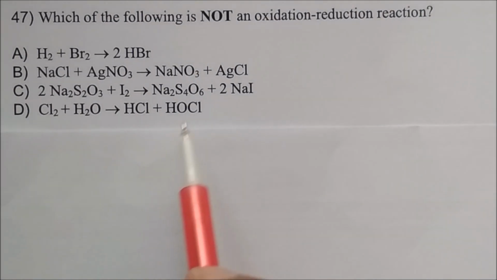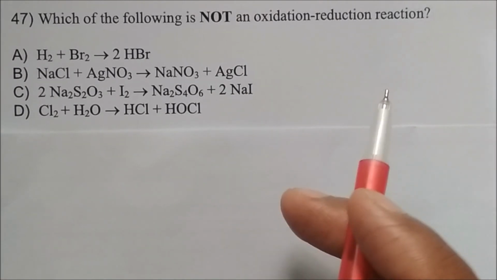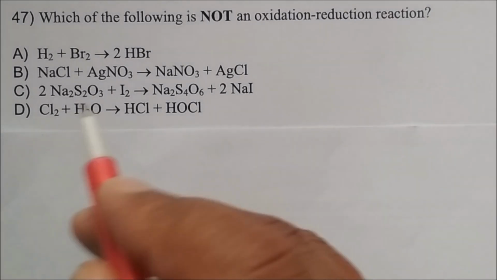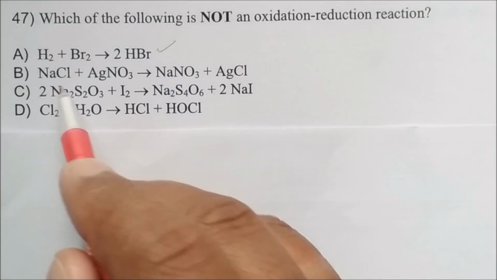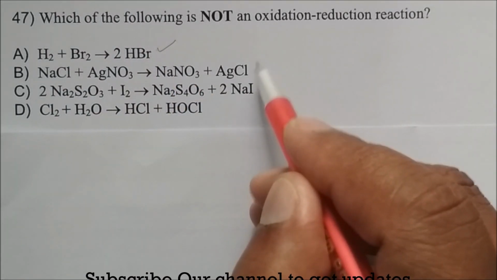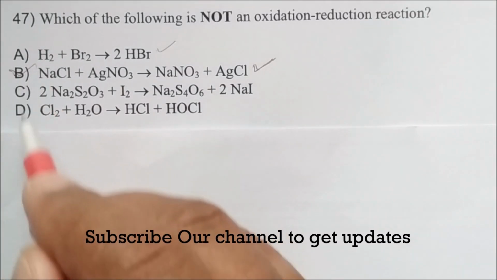Which of the following is not a redox reaction? Oxidation-reduction means redox reaction. Now in this case we can see H2 plus Br2, this is a redox reaction. NaCl plus AgNO3 is a non-redox reaction. So B is the most probable answer. This is the only correct answer.